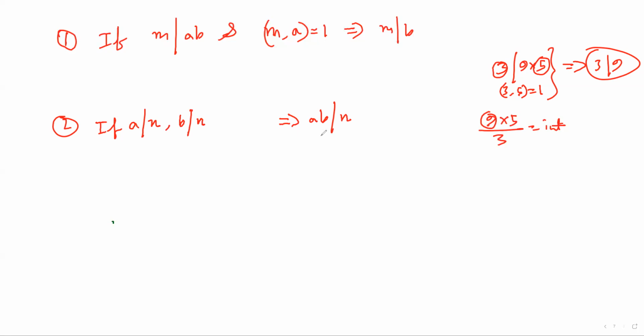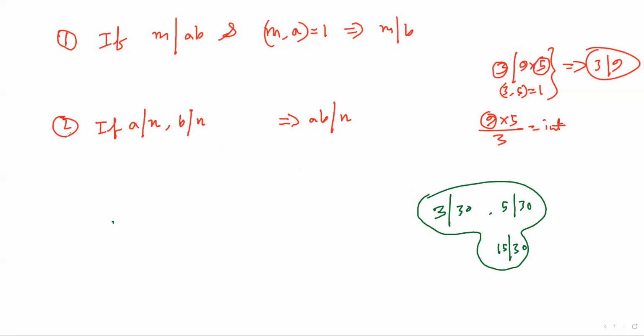If A and B both divide N, can we conclude that the product of A and B also divides N? For example, 3 divides 30 and 5 divides 30, and you can clearly see that 3 times 5, which is 15, also divides 30. So observing this example, can we just conclude that this is going to happen every time?